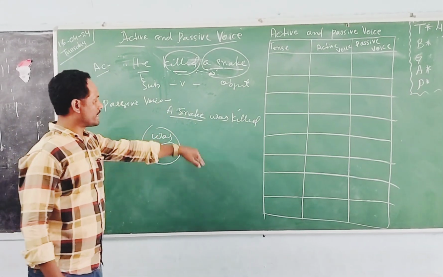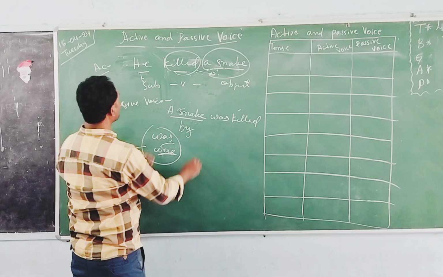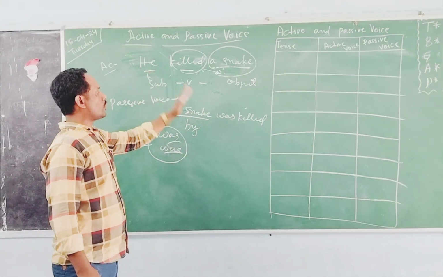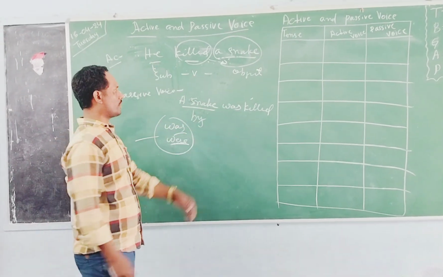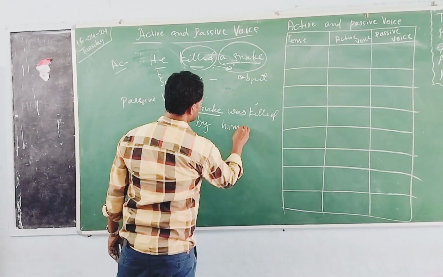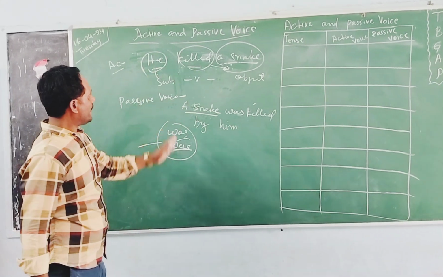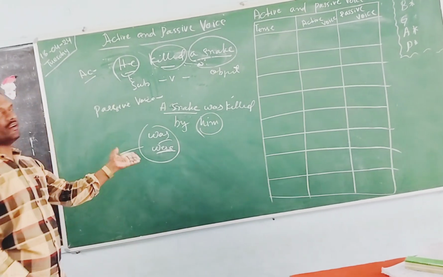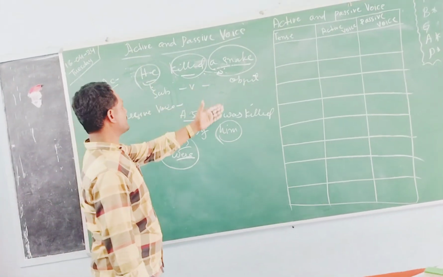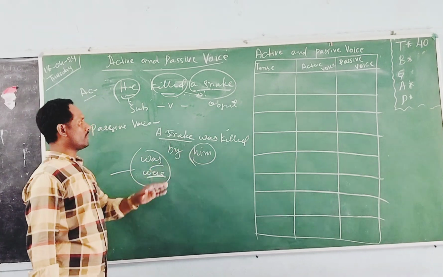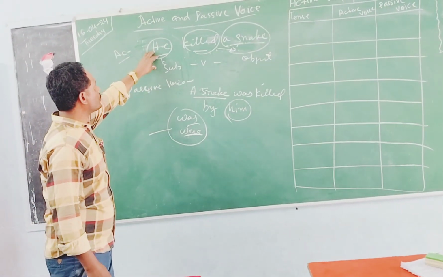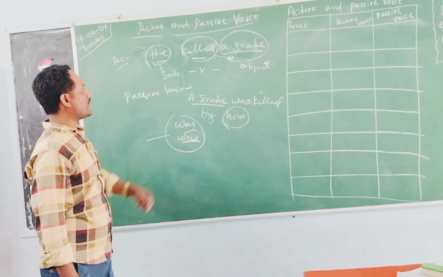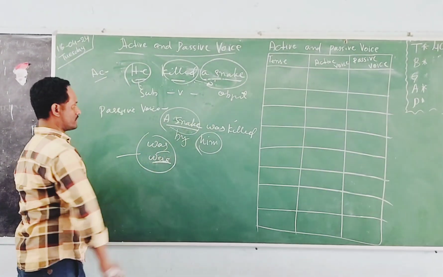Okay? A snake was killed by the subjective pronoun. When the subject changes to the object, the subjective pronoun will change to the objective pronoun: by him. So this is the subjective pronoun, and when it goes to the object place, it becomes an objective pronoun. He will change into him. He killed a snake. A snake was killed by him. In active voice we are giving importance to the subject, what the subject is doing with an object. And in passive voice we are telling what happened to an object.